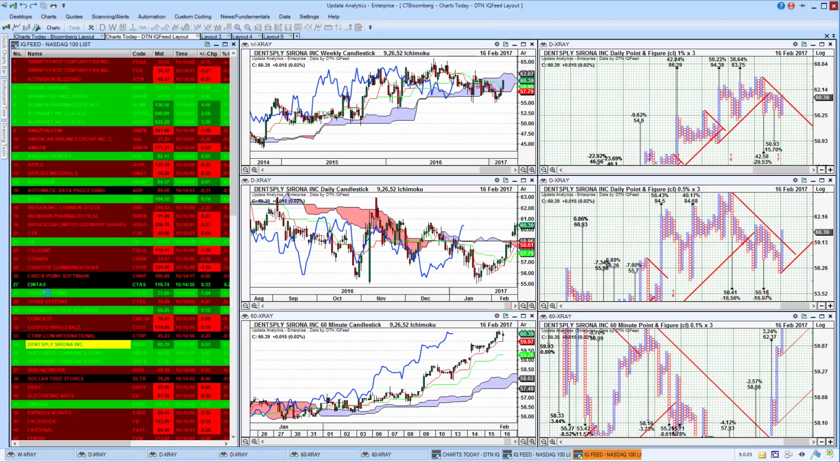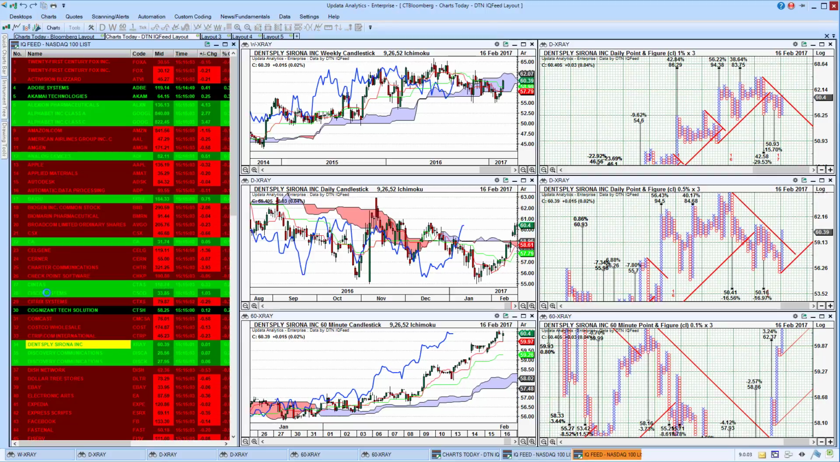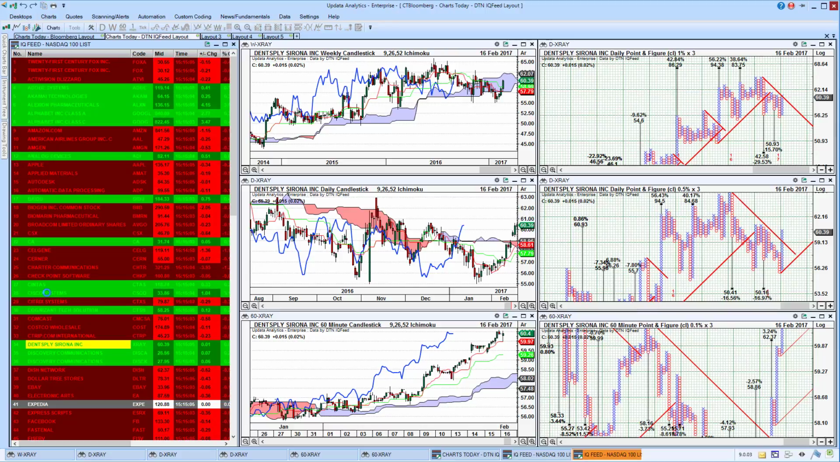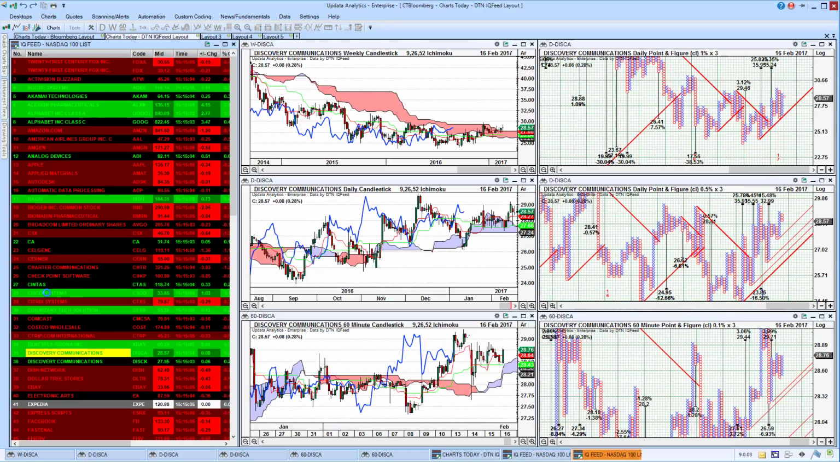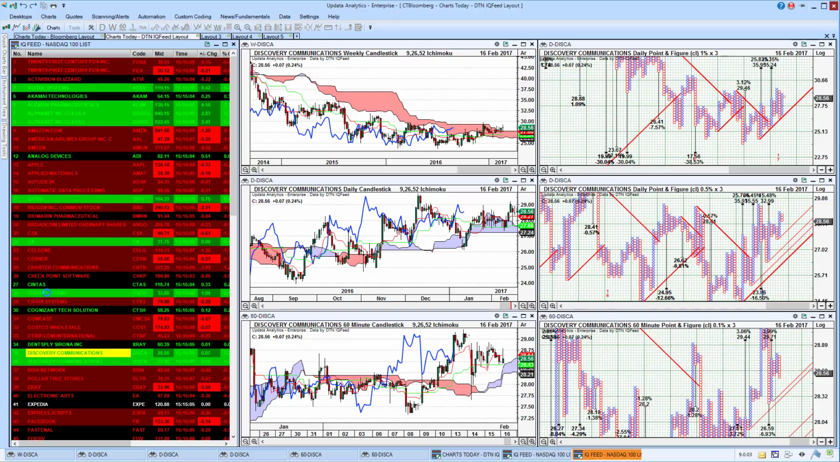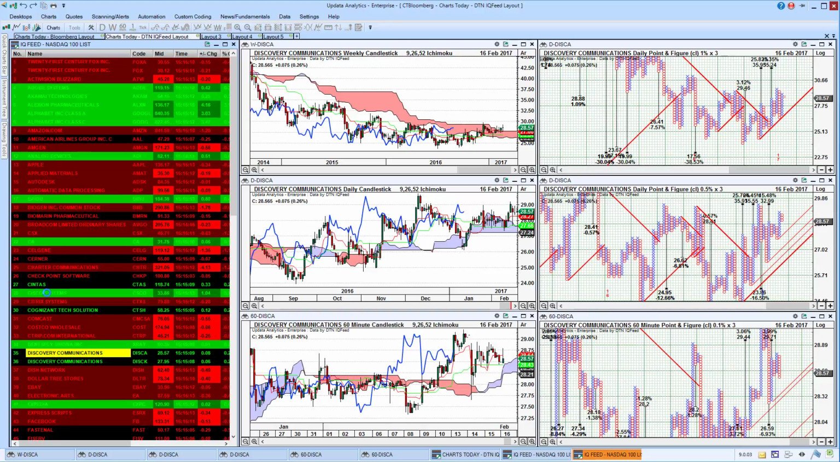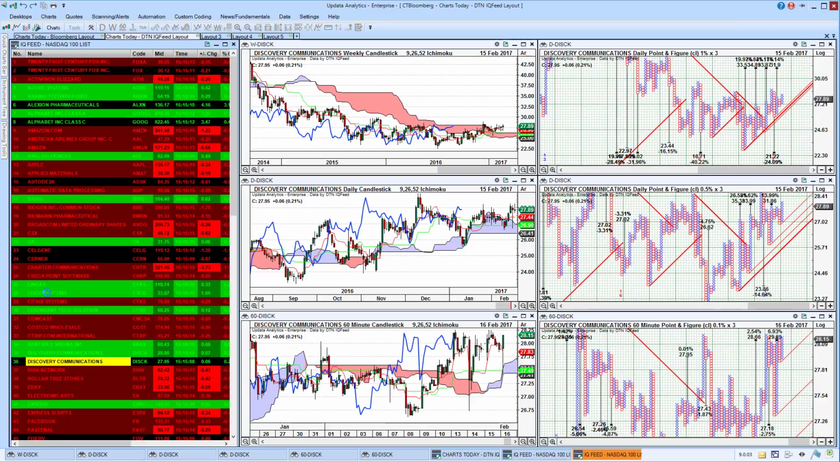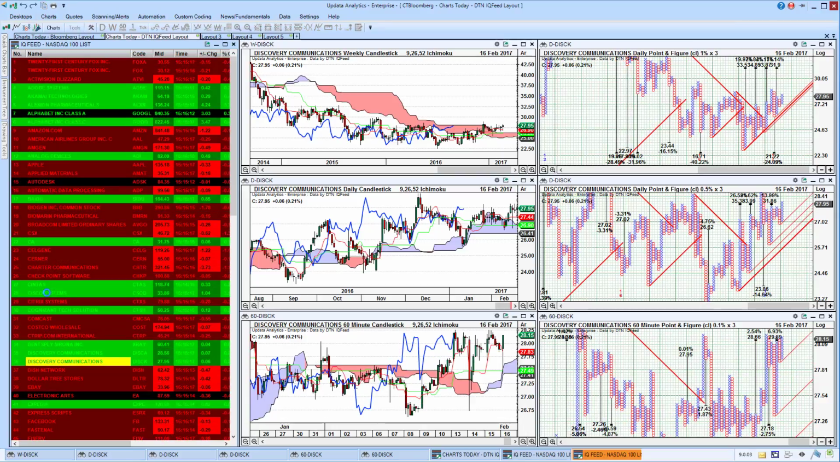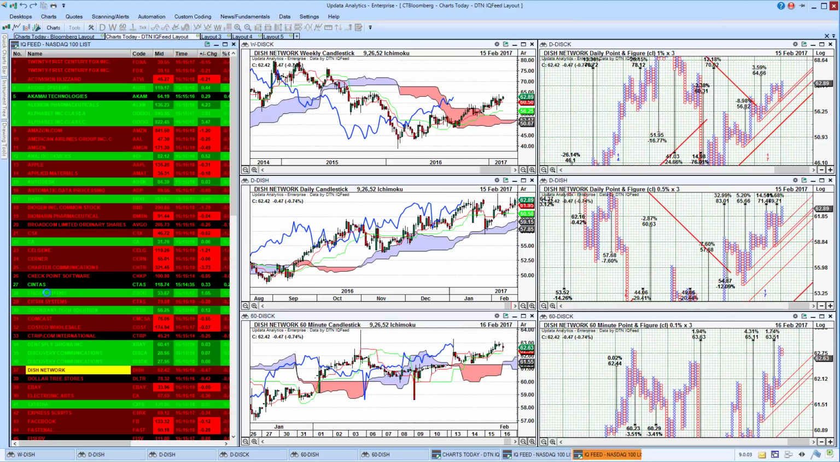Dentsply Sirona's above the cloud on all three, upside targets, but a mixed picture. We've got some downside targets in the long term there as well. Discovery Communications, not yet quite bullish on the long term. Medium and short term are bullish. And we're seeing here on the K shares that we're actually much the same picture as we'd expect.